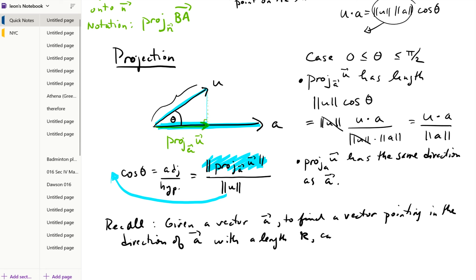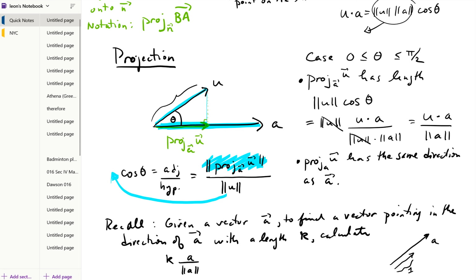So what do we do? Well, you take vector A, you make it into a unit vector, a vector of length 1. And then you multiply that vector of length 1 by k, and here you go. So how do I create a unit vector pointing in the direction of A? That's easy, right? It's A over its norm. And then I take that vector and I multiply it by k.